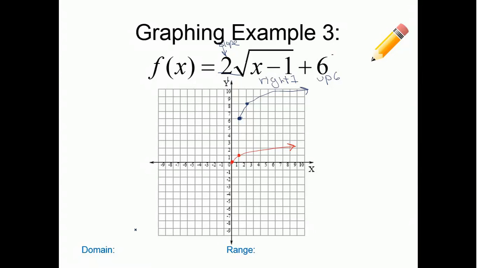Let's spot our domain. So I start at 1 and go off to infinity. My range, it looks like I start at 6 and I go positive. So I'm going to start at 6 and go to the positives.